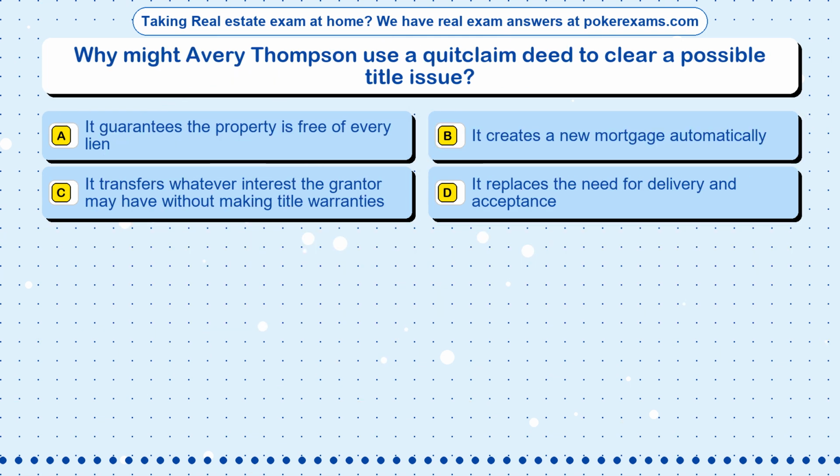Question 59. Why might Avery Thompson use a quitclaim deed to clear a possible title issue? Option A. It guarantees the property is free of every lien. Option B. It creates a new mortgage automatically. Option C. It transfers whatever interest the grantor may have without making title warranties. Option D. It replaces the need for delivery and acceptance.